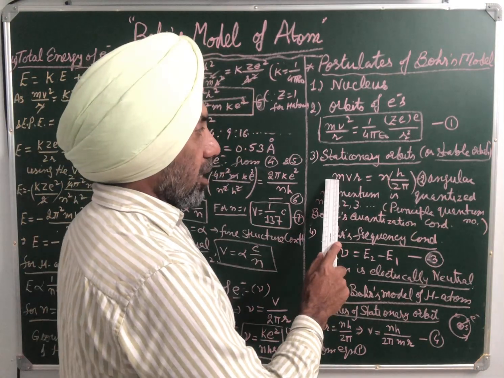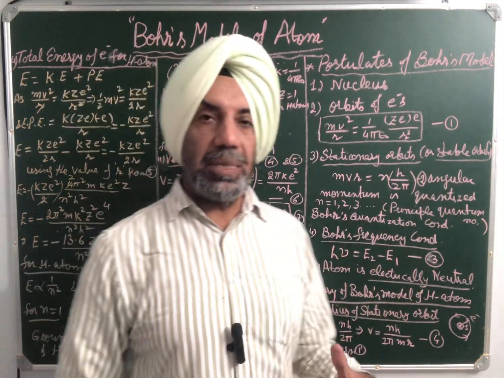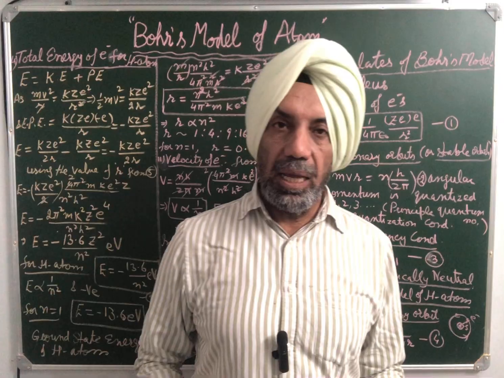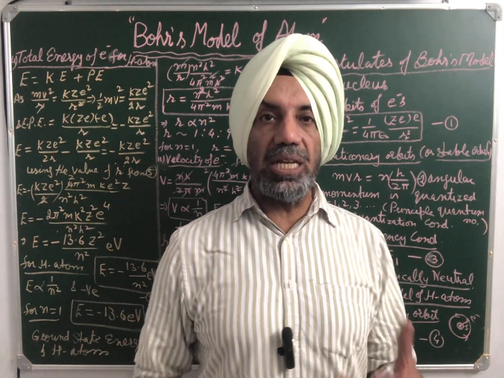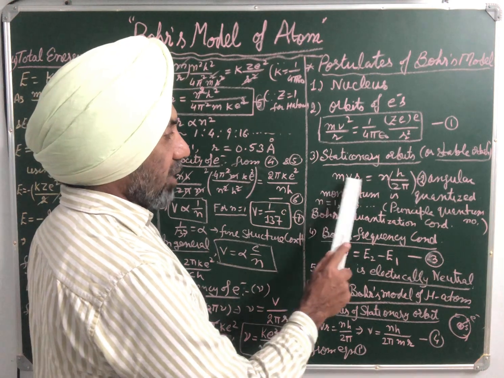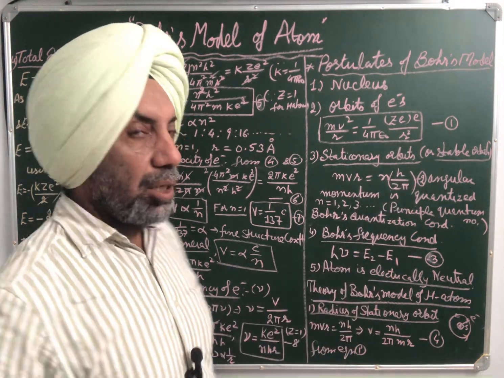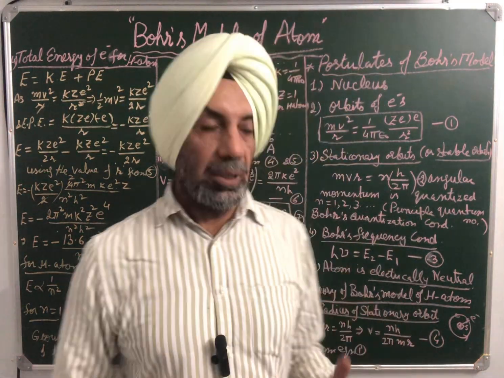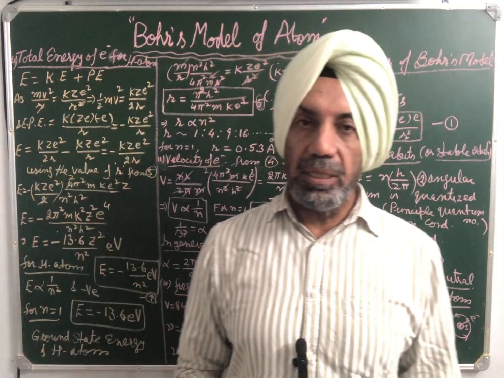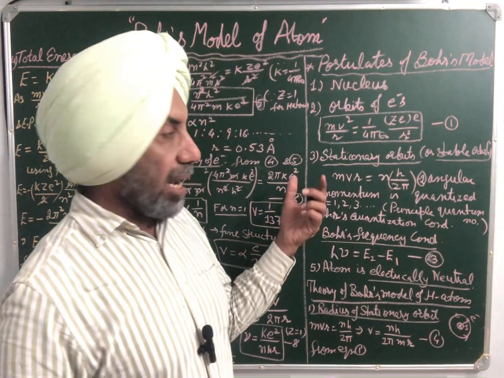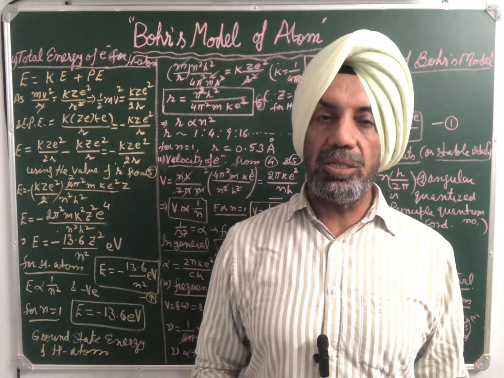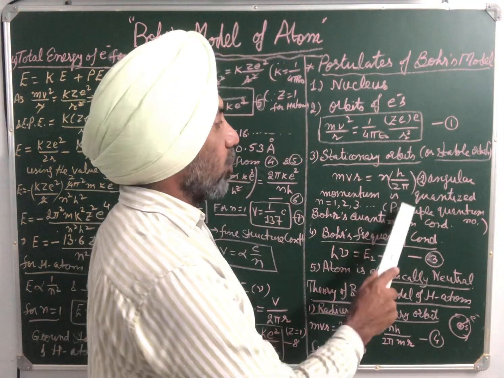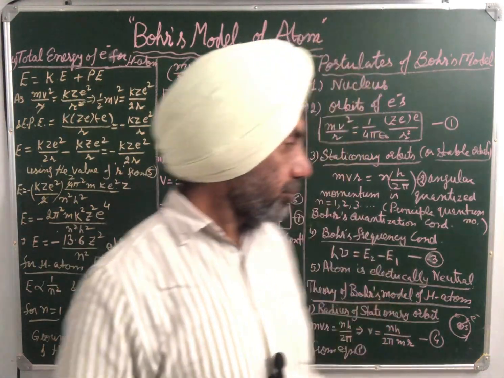In other words, for stationary orbits, angular momentum is quantized. For stable orbits, the angular momentum of the electron is quantized in nature, and that's why this mvr = nh/2π is called Bohr's quantization condition. If you are asked to state Bohr's quantization condition, it states that the angular momentum of an electron in an orbit is equal to an integral multiple of h upon 2 pi. h is Planck's constant and h upon 2 pi is known as the Dirac constant.